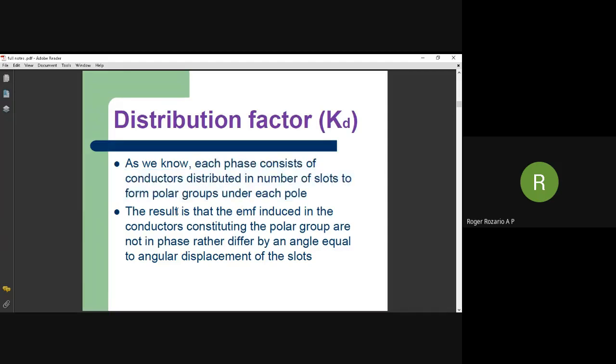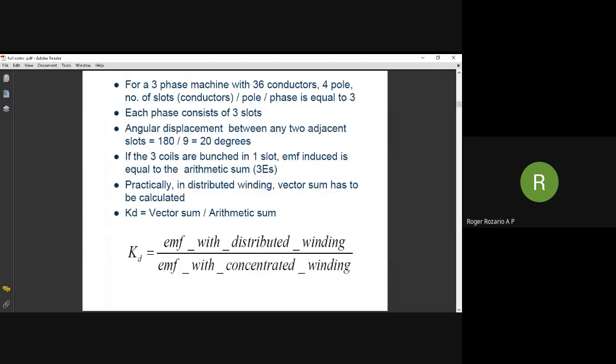Because of this, the EMF induced in the conductors constituting the polar groups are not in phase. The EMF induced in the first, second and third conductors is not in phase because the slots are displaced angularly by some angle, and that angle is called the slot angle. Hope you are clear with this. The next diagram will make it clear.